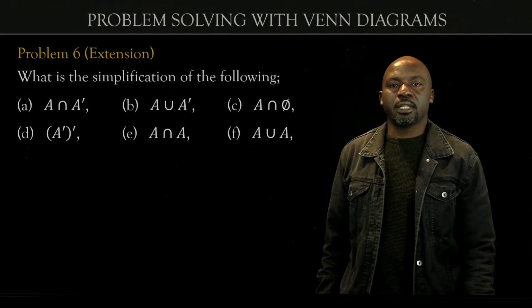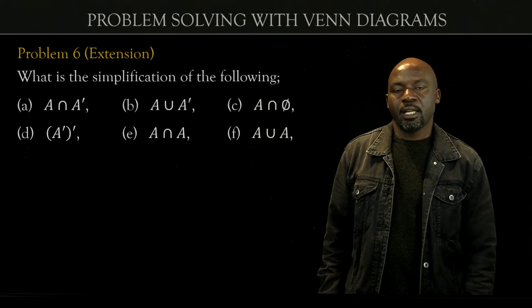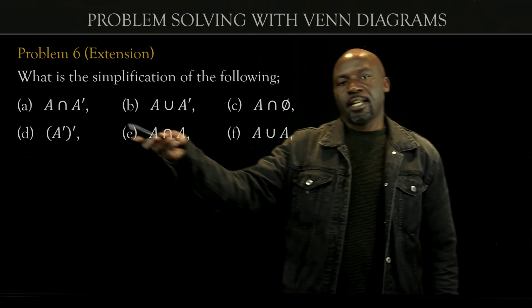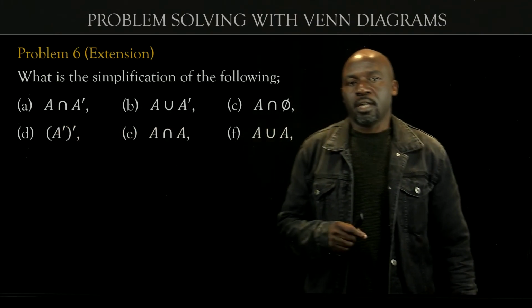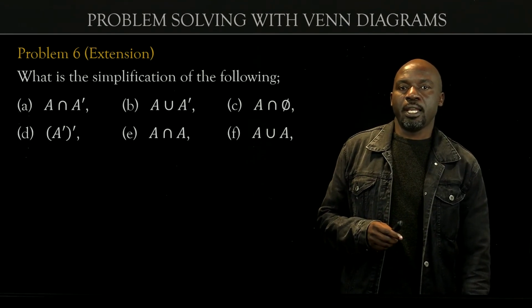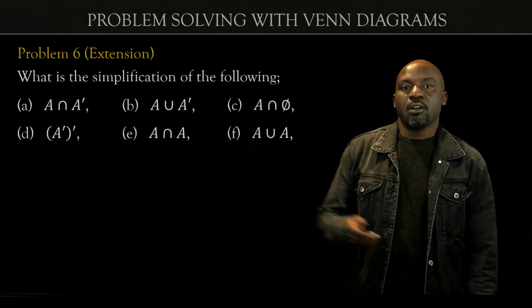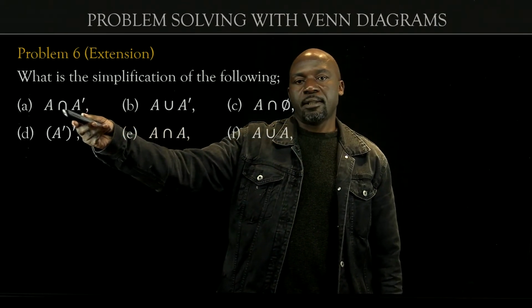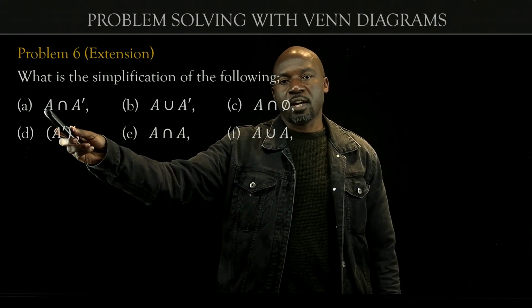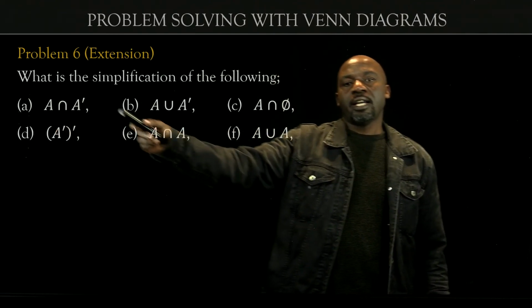These are important. What is the simplification of the following set? Well, what is the set A intersection A complement? Members that are both in A and are not in A. How many members are that? Of course, this is the null set. It's not possible that you are in and you are also outside A. Okay, so that would be a null set.